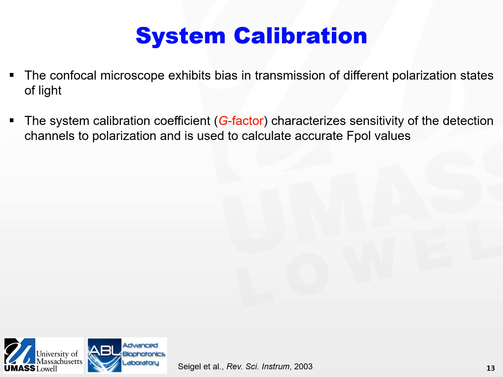The confocal microscope exhibits bias in the transmission of different polarization states of light. Therefore, we used a system calibration coefficient called the G factor that characterizes sensitivity of the detection channels to polarization in order to calculate accurate fluorescence polarization values.